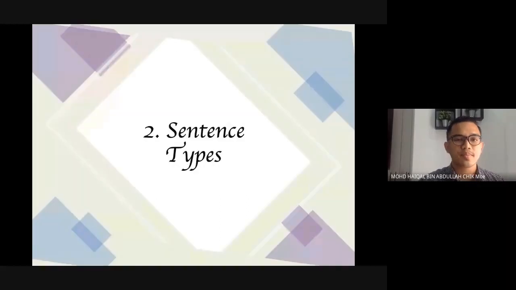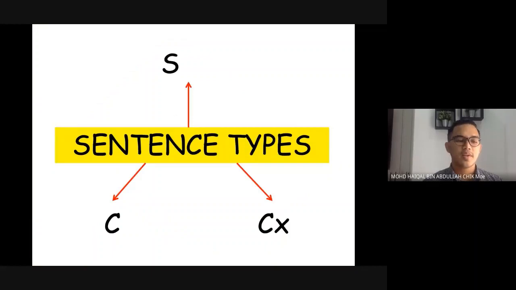Next one, sentence types. I must say that this is the most crucial as well as challenging for the pupils. Teachers, let's do a quick revision. There are actually 3 sentence types. What are they? The first one, simple sentence, compound sentence, and complex sentence. Actually, students have been taught these 3 sentence types indirectly throughout their primary school years.